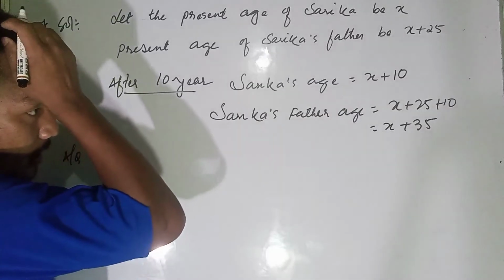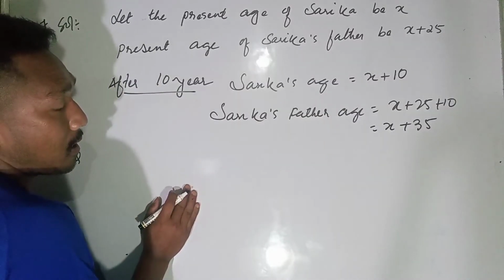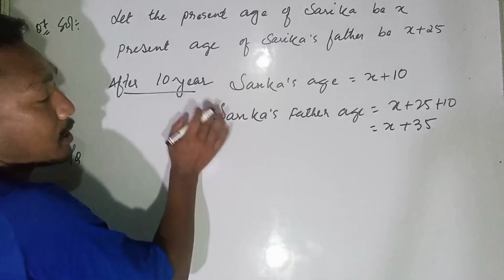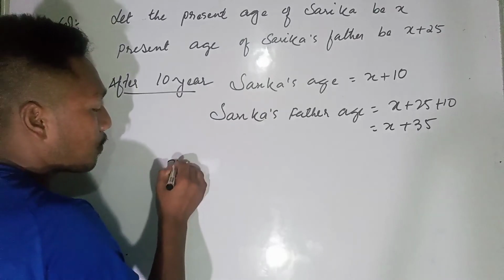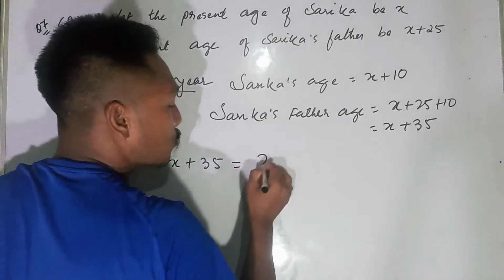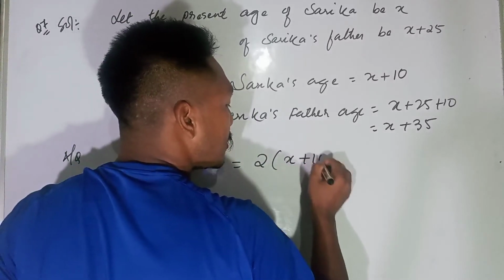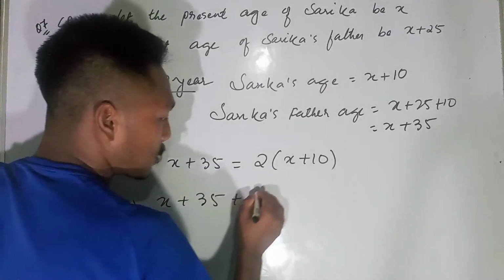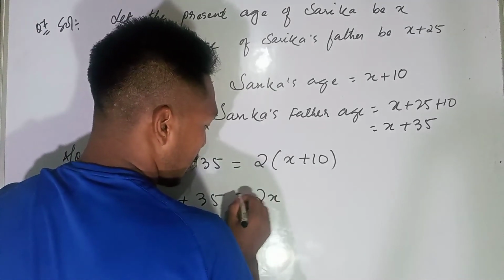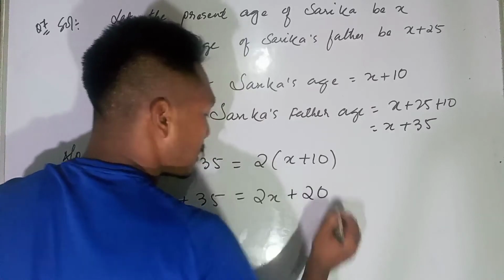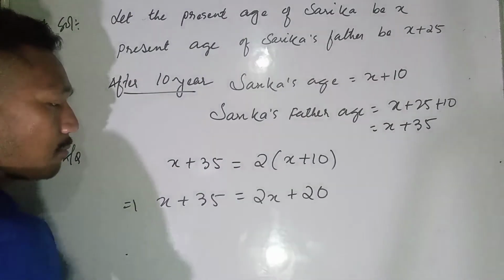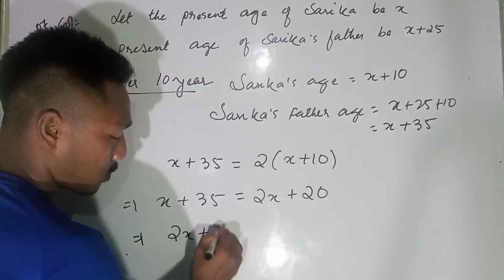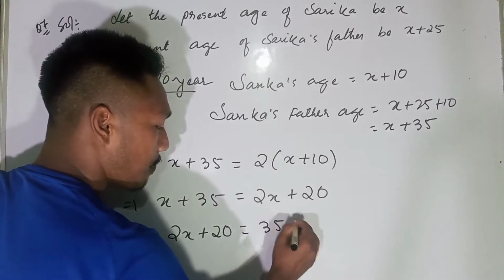But according to the question, after 10 years Sarika's father will be twice her age. So x plus 35 is equal to 2 times Sarika's age after 10 years, that is 2 times (x plus 10). If I calculate this, 2 tens are 20, so I can write this way also: 2x plus 20 is equal to 35 plus x.